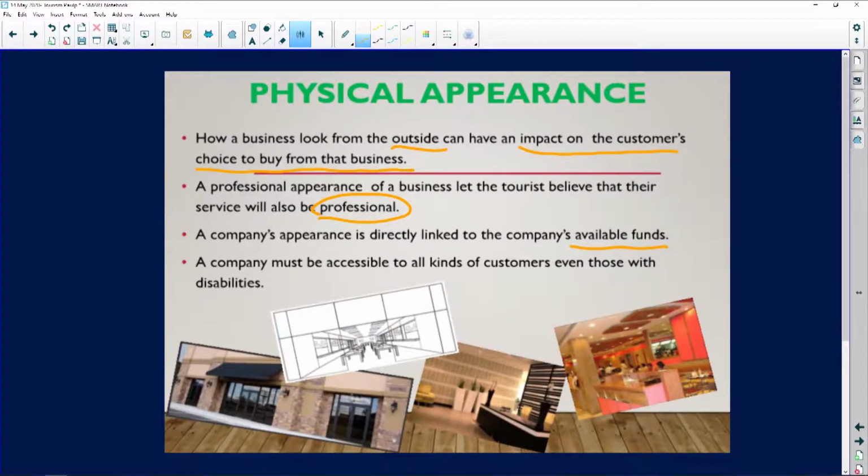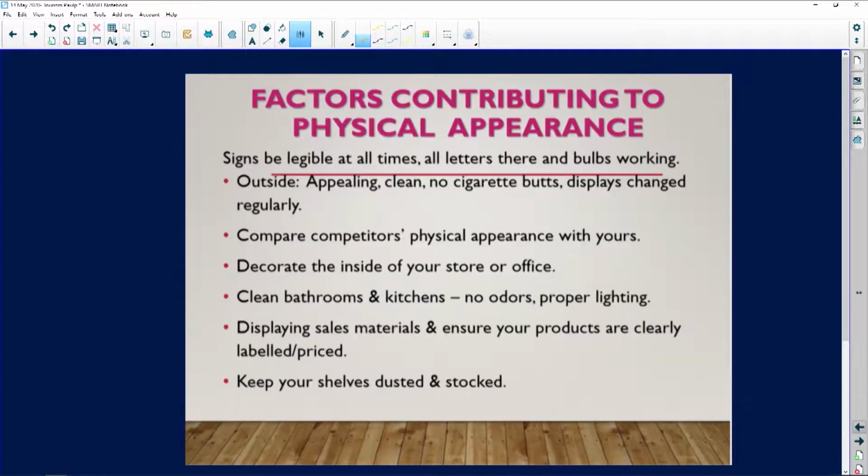All right, and the last one there, and I think this in the tourism industry is massive. You have to cater for people with disabilities. You have to make sure you've got those ramps, those bathrooms, and that people with disabilities can also enjoy your product or service. Factors contributing to your physical appearance are the outside appeal. You must make sure small things, cigarette butts. Make sure your displays are changed regularly. Back to cigarette butts, meaning guys, pick them up. Make sure your people working for you have your premises look clean and tidy.